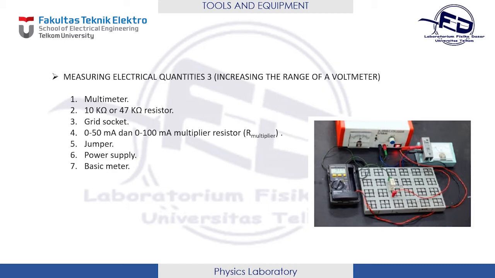Measuring electrical quantities 3: increasing the range of a voltmeter. Same as the first submodule, but in this part there is an additional tool, namely the multiplier resistor or R multiplier, which is arranged in series with the voltmeter, so we can increase the measurement limit of the voltmeter.